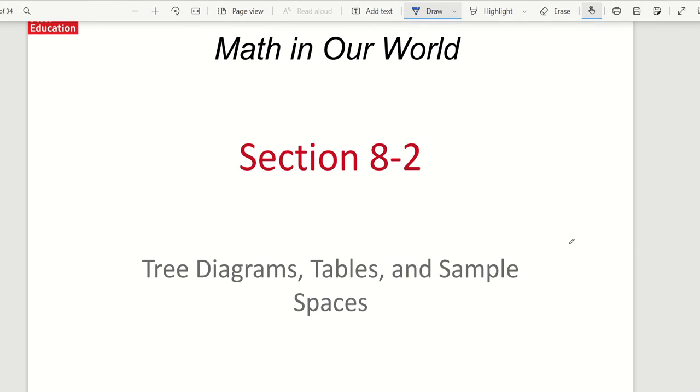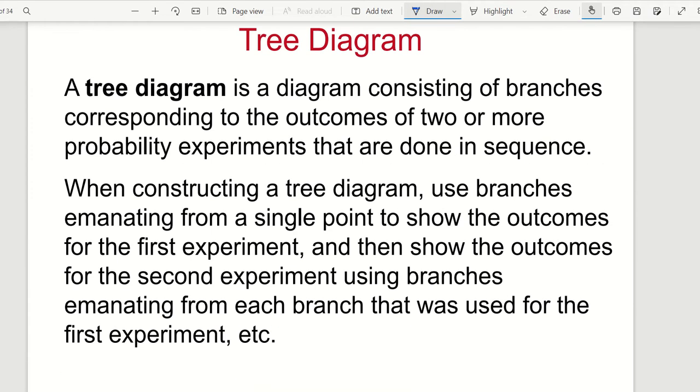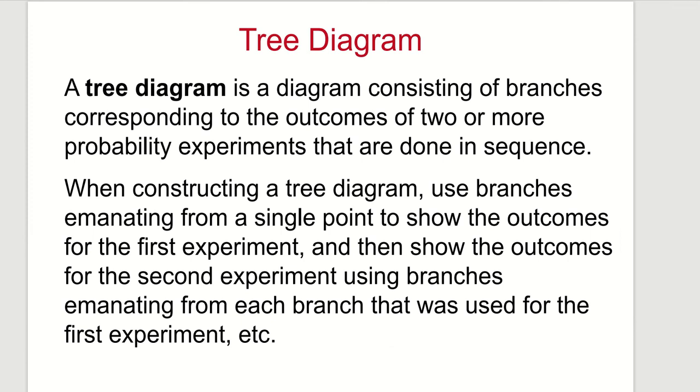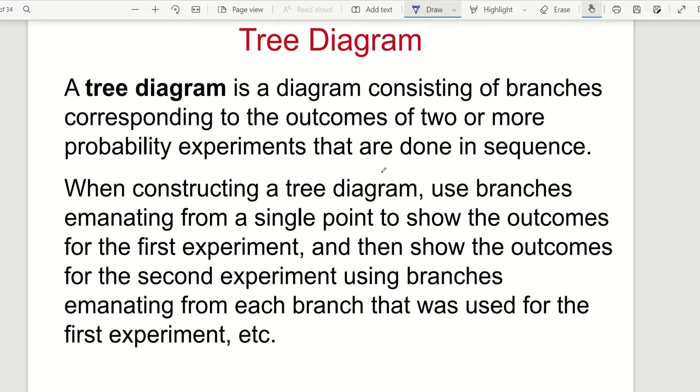In section 8.2, we're going to continue with probability by investigating tree diagrams, tables, and sample spaces. We saw from the previous section that oftentimes in order to compute a probability, we need to do some counting techniques to either count the size of the sample space or to see how many elements are in our event. One of the ways that can oftentimes help us to diagram all of the different potential outcomes from a sample space is the use of what's called a tree diagram.